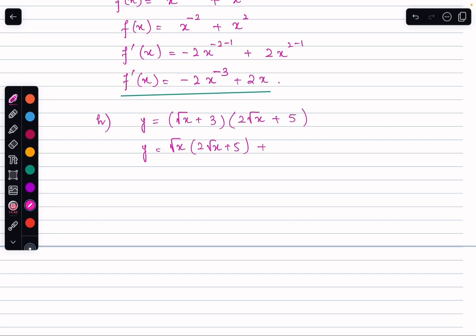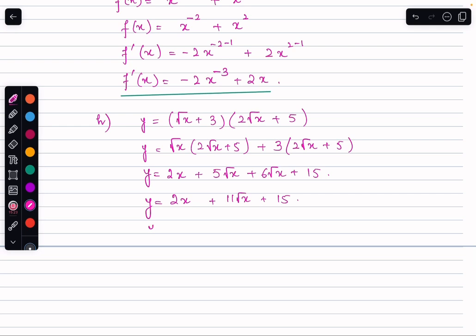Therefore, I need to expand the brackets: plus 3 times 2 square root of x, and plus 5. So if I solve it, this becomes 2 root x into root x, which is 2x, then plus 5 square root of x, and plus 6 square root of x, and then it's going to be 15. So my y equation can be written as 2x plus 5 plus 6, which gives me 11 root x, and then plus 15 here.